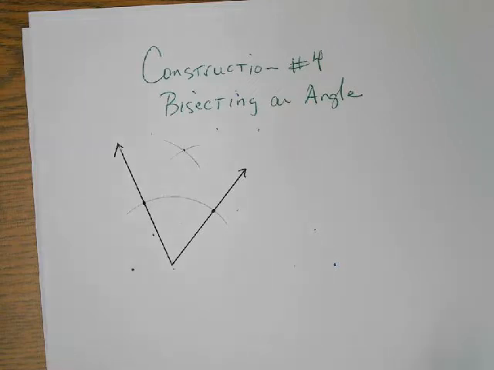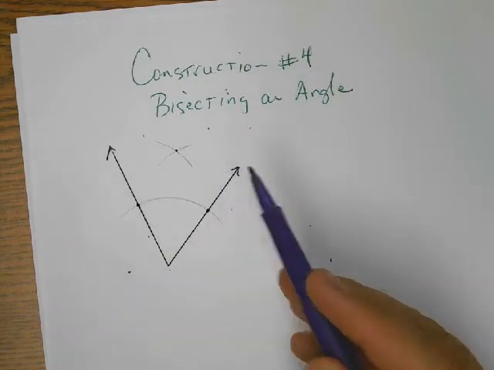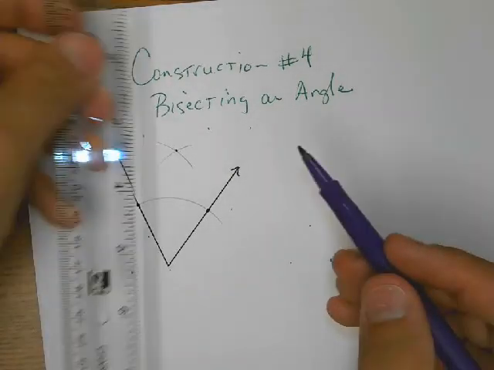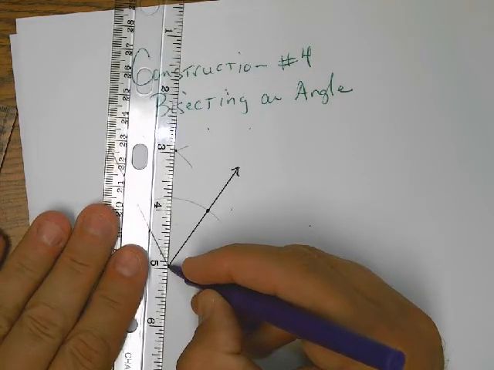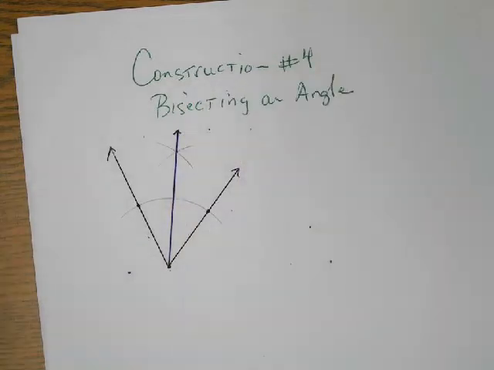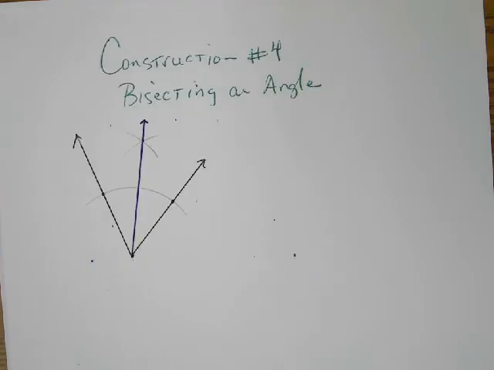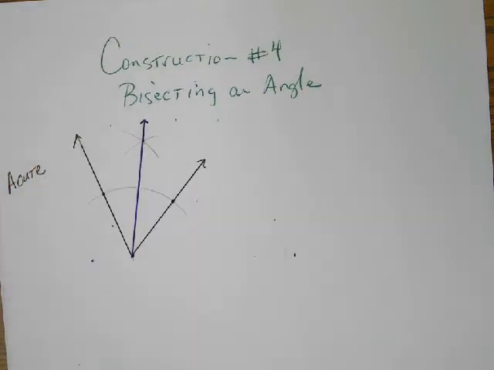All right, once you get that point of intersection, highlight that point of intersection like I did with a dot there, and then use a straight edge to connect it to the vertex. And there we've bisected the angle. All right, everyone good there? That's an acute angle. I think this is the easiest one other than copying a segment.